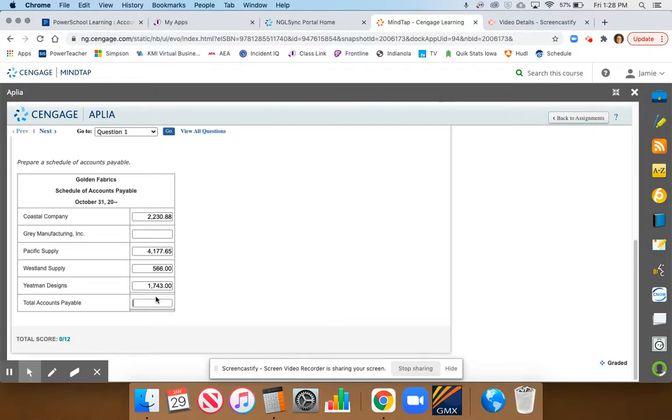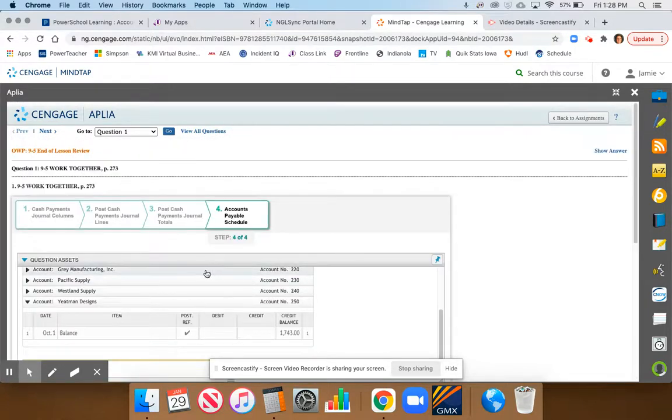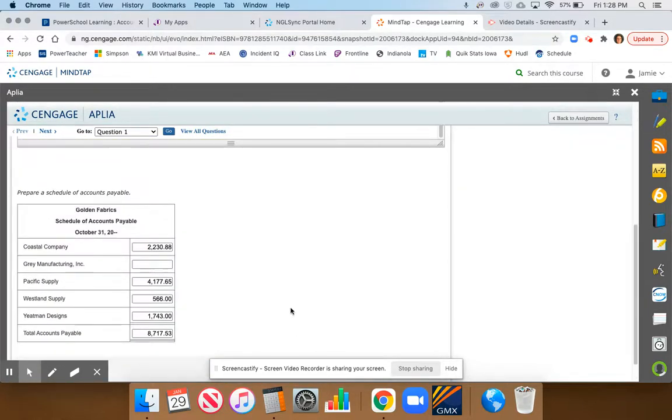Now we need to add those up. Each account balance is transferred from the ledger into our schedule of accounts payable, and the total of all those numbers is $8,717.53. So that is our schedule of accounts payable, simply transferring the numbers from the ledger into our schedule of accounts payable. And that is Chapter 9.